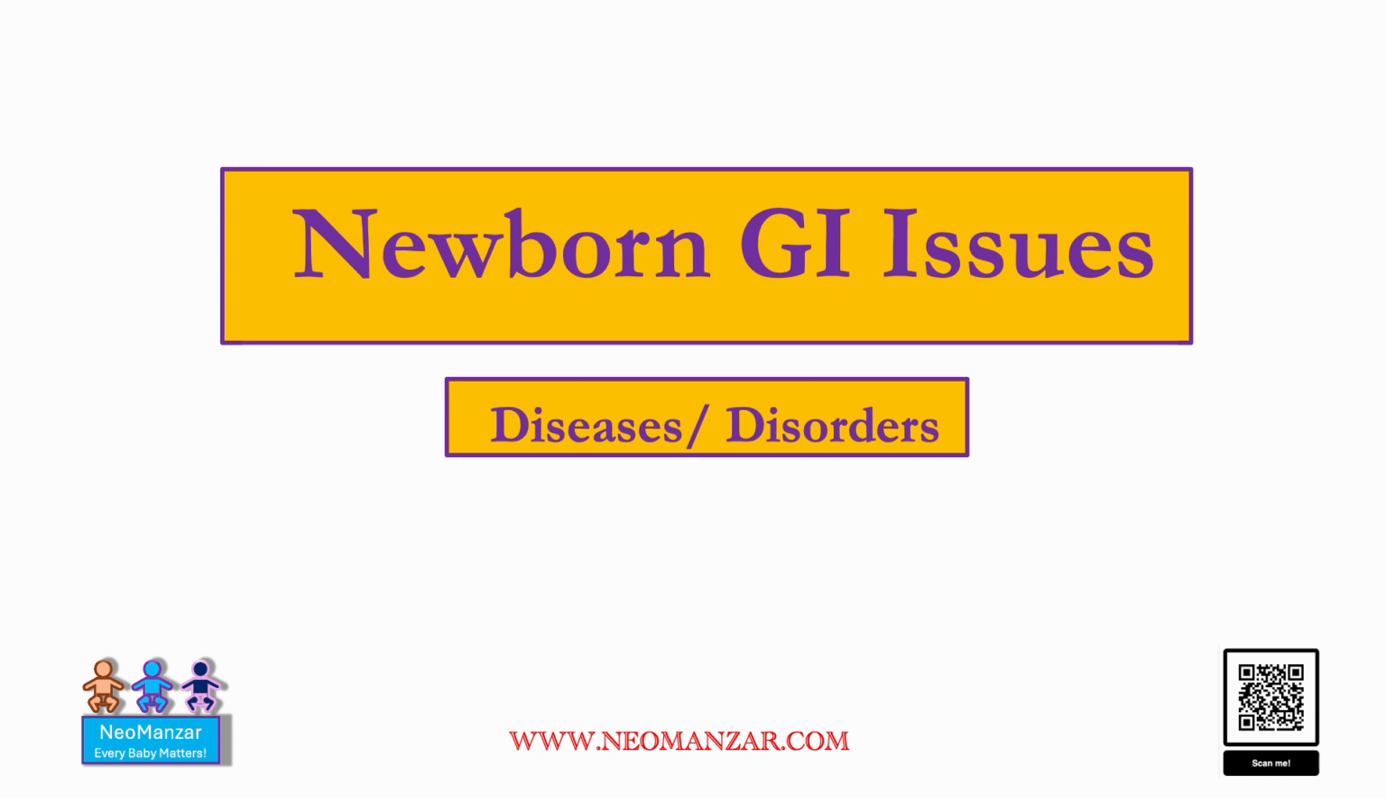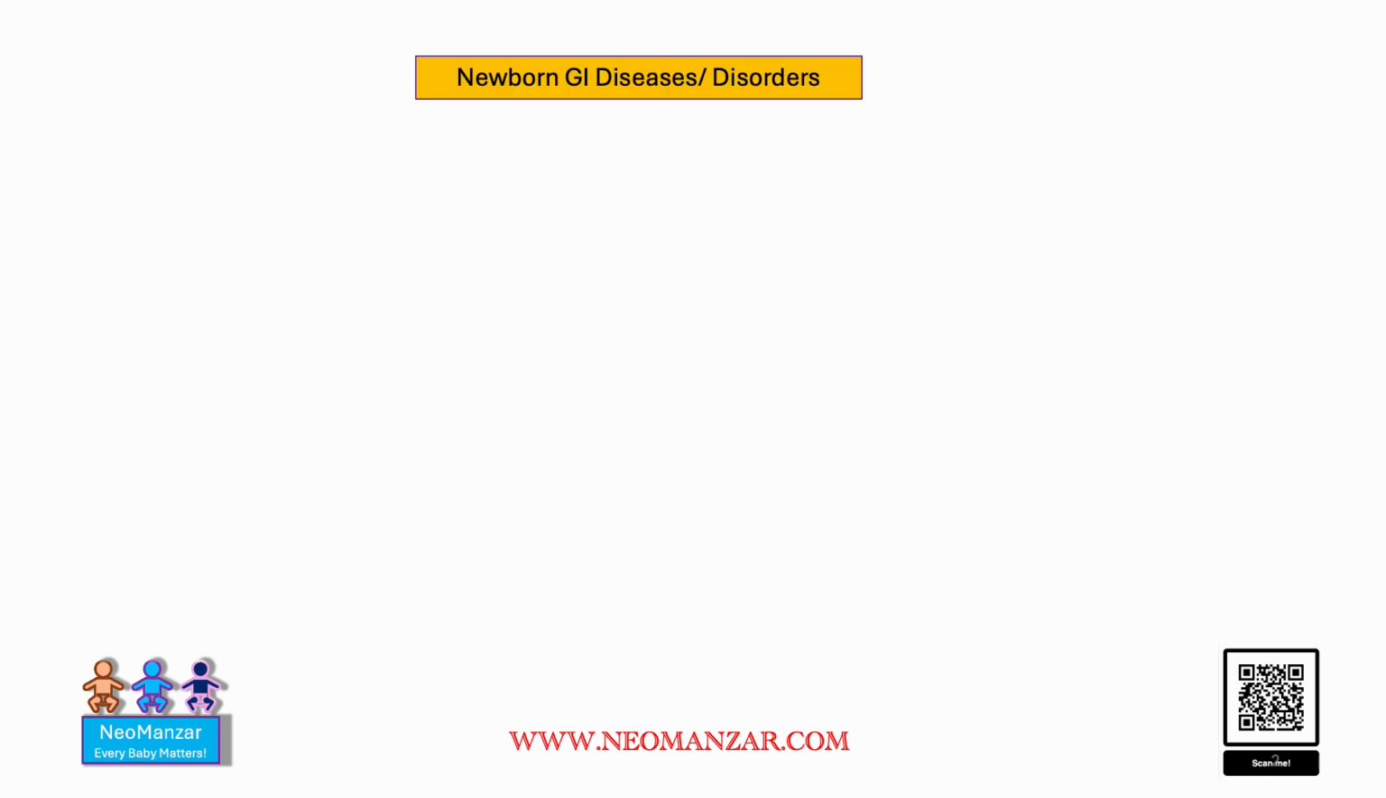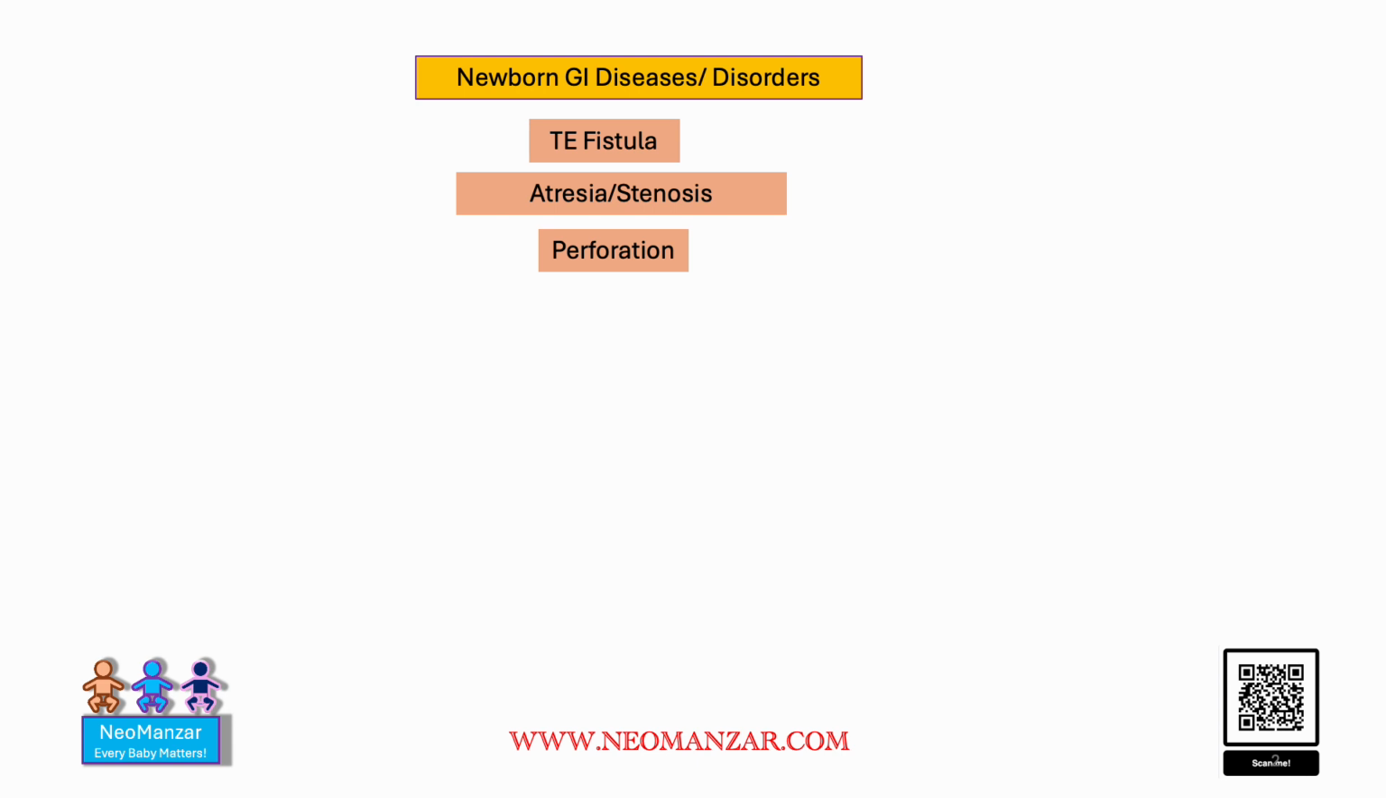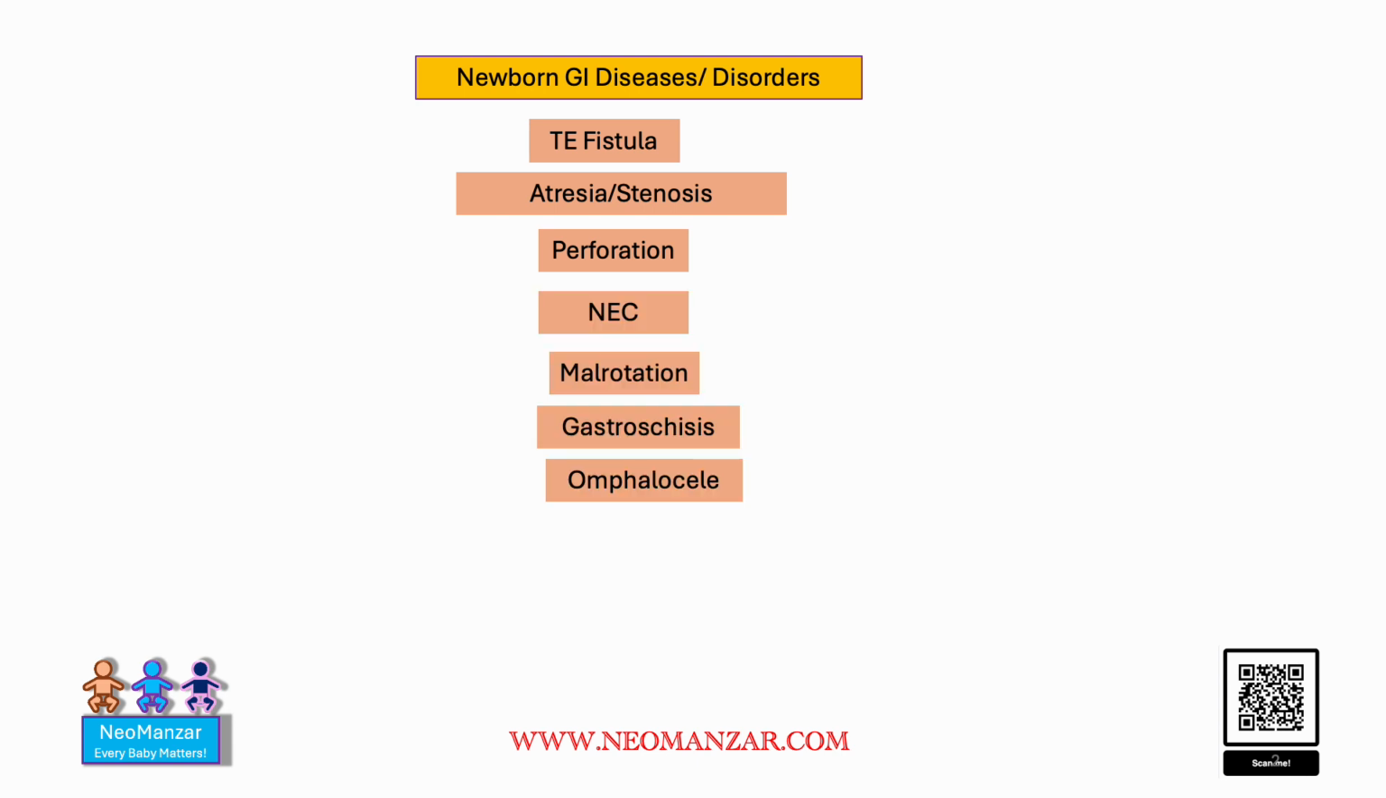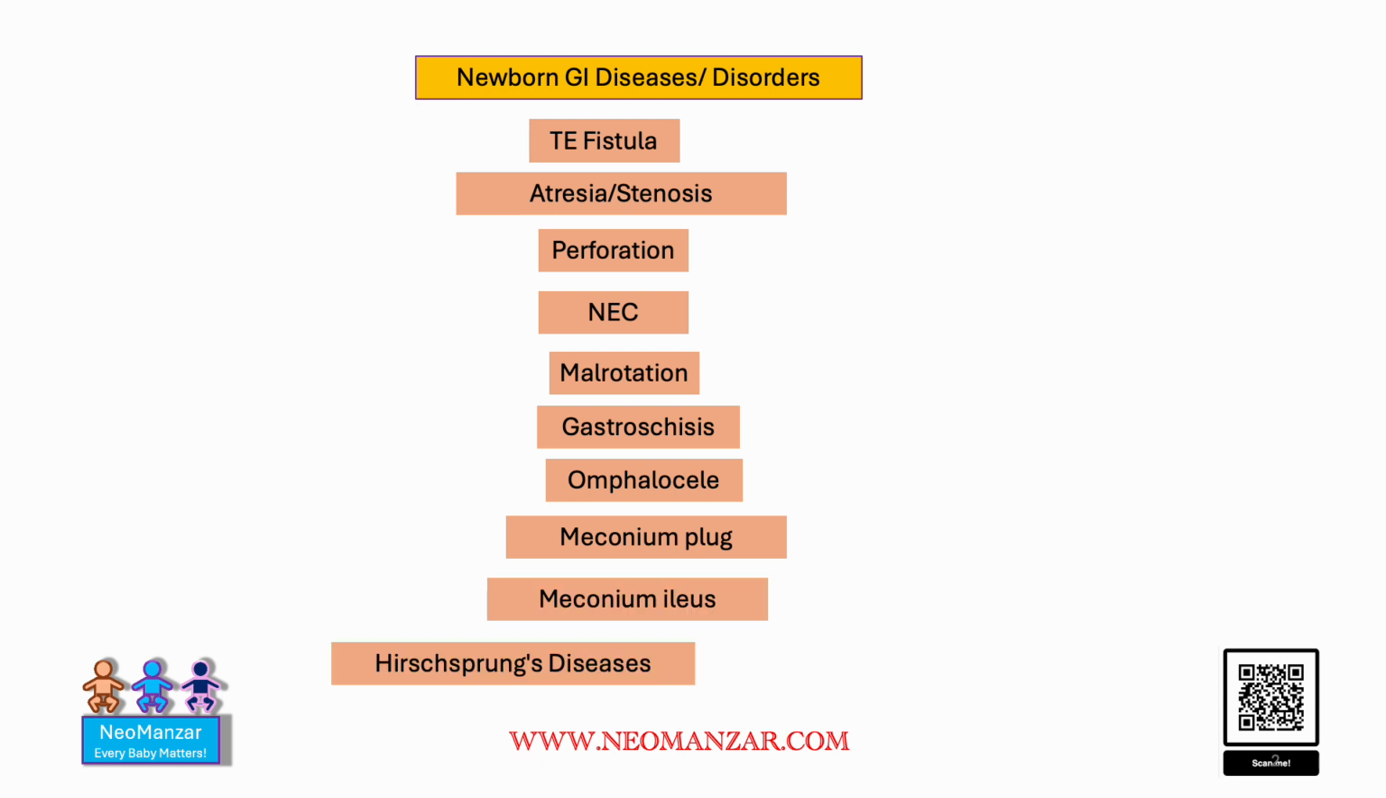So newborn GI issues, basically there are diseases and disorders. I'm going to go in descending order. So we start with TE fistula, then of course esophageal atresia, pyloric stenosis, perforation, necrotizing enterocolitis, malrotation, gastroschisis, omphalocele, meconium plug, meconium ileus, Hirschsprung disease, and imperforate anus. Of course, this is not an exhaustive list. Just to tell you briefly, these are the common problems which you should be aware of.